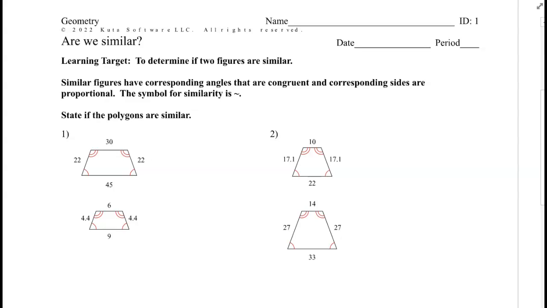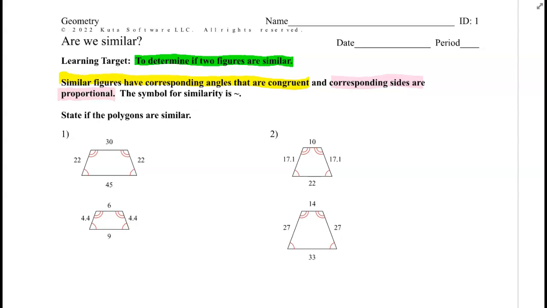Hello geometry students. Today's learning target is to determine if two figures are similar. And to review, similar figures have corresponding angles that are congruent. And the second thing is corresponding sides are proportional. So you need two things in order for figures to be similar. Angles need to be congruent, the corresponding angles, and the corresponding sides need to be proportional.